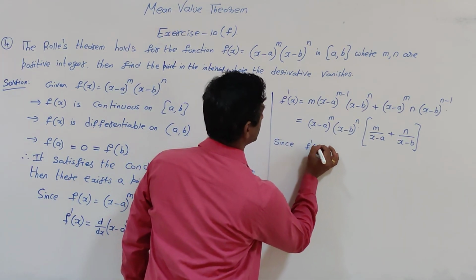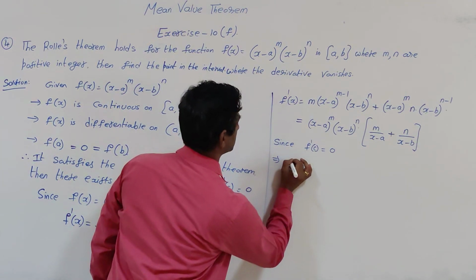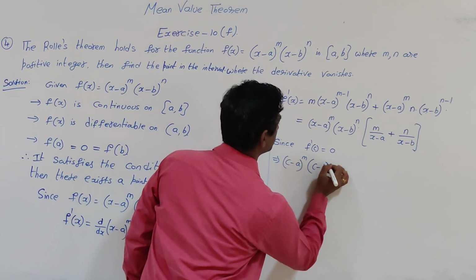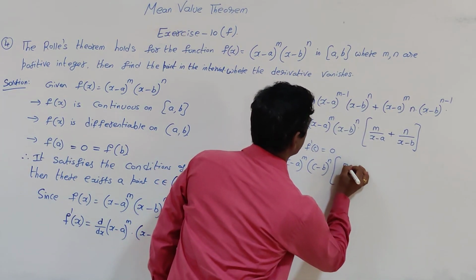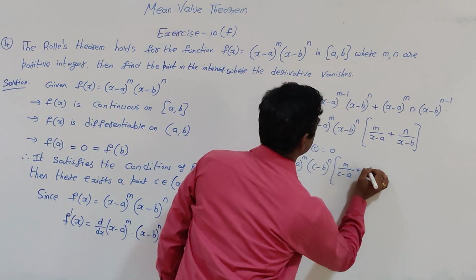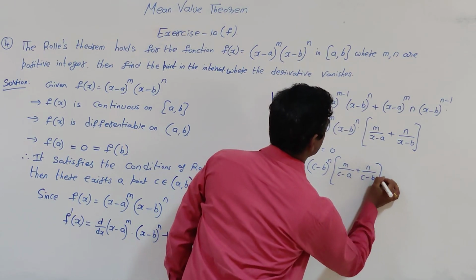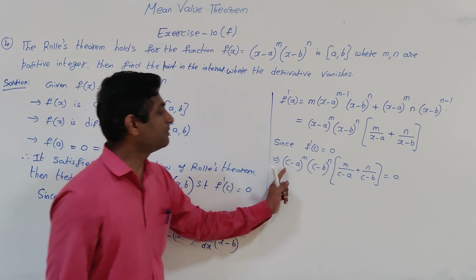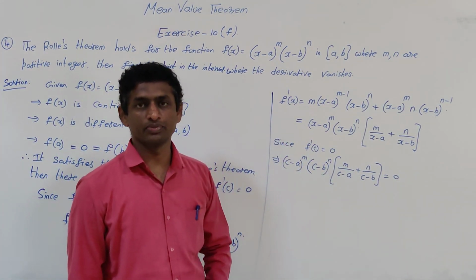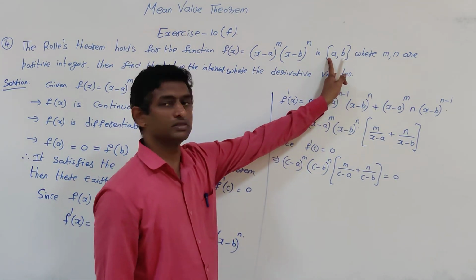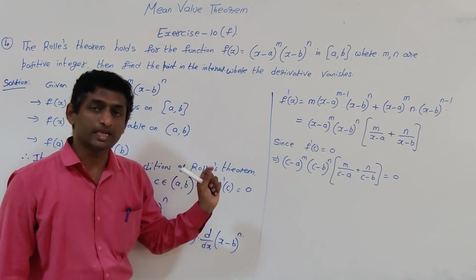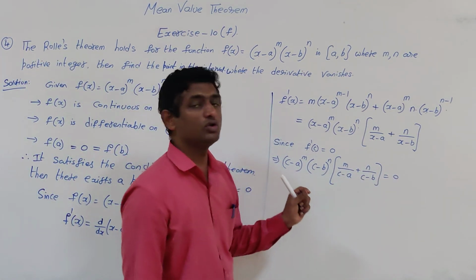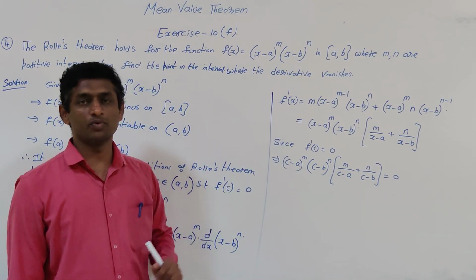Since f dash of c is 0, it implies (c minus a) to the power of m into (c minus b) to the power of n times [m by (c minus a) plus n by (c minus b)] is equal to 0. Product of three functions will be 0. So c minus a will be 0, means c is equal to a. But a is the end point, and we require the value of c which is in between a and b. Similarly, if you put c minus b equal to 0, then you will get c is equal to b, which is the right end point.